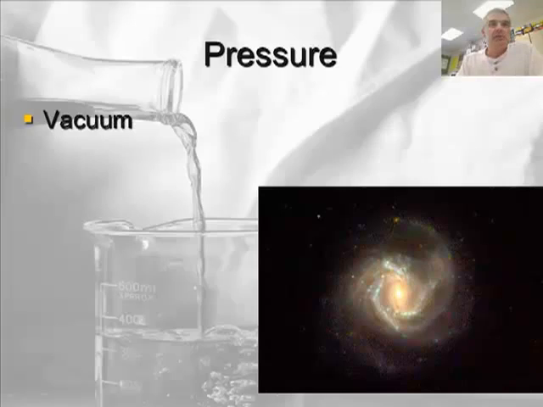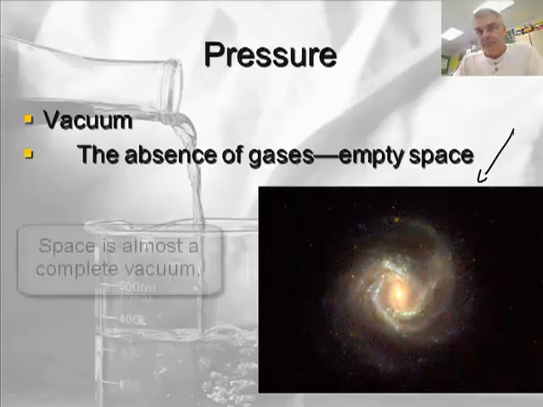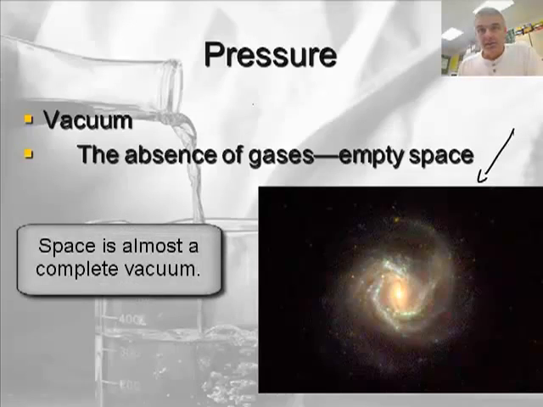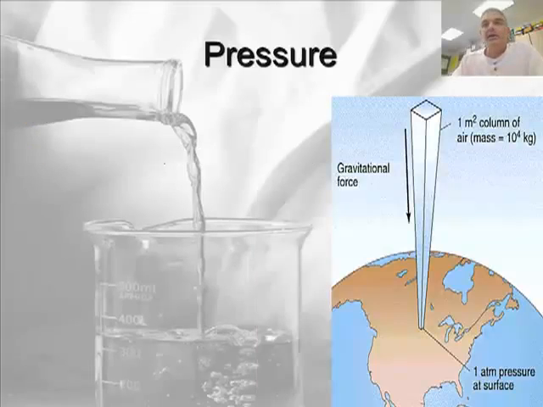So let's talk some more. Now, what the heck is a vacuum? Well, up in space is the absence of gases. A vacuum is where there is no gas. So space is considered a vacuum because it is filled with primarily empty space. Now, if you look at the picture here, I have a picture of a spiral galaxy, and there are gas clouds, which are stars and things in here, but most of space is just empty space.